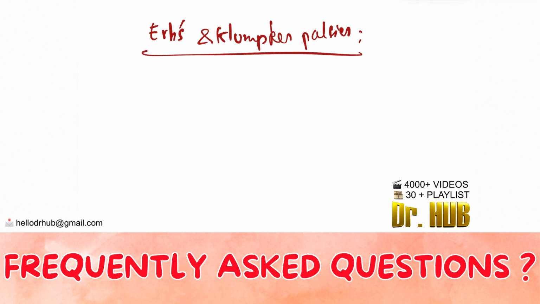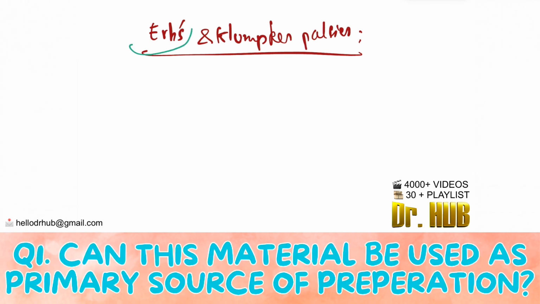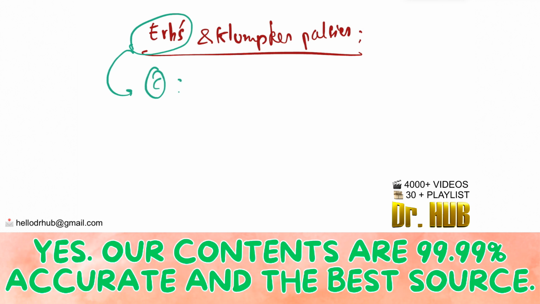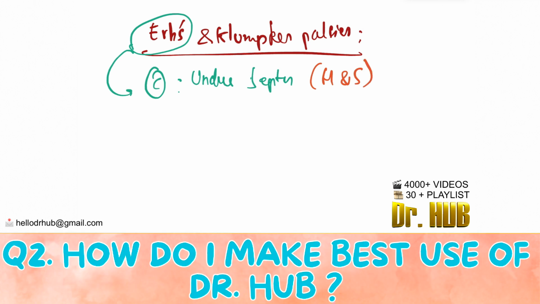So Erb's and Klumpke's palsies, the first one we will be looking at is Erb's palsy. What are the causes? The cause of Erb's palsy is going to be due to the undue separation of the head and the shoulder, and we are writing it as HNS. And here the upper plexus root is involved.